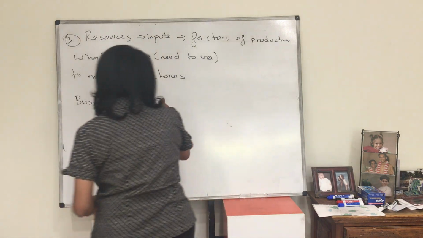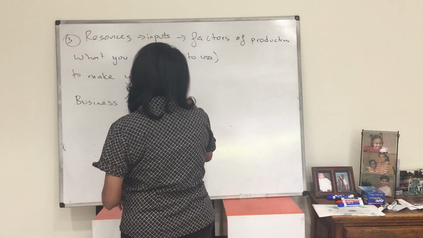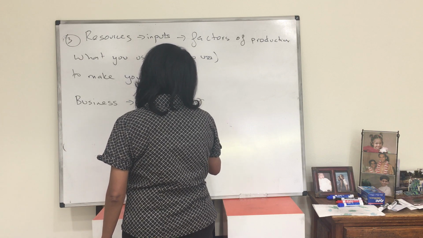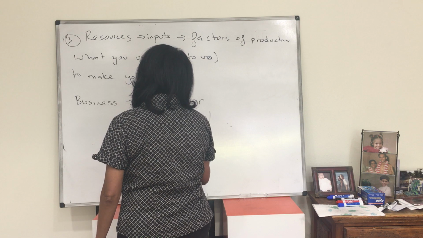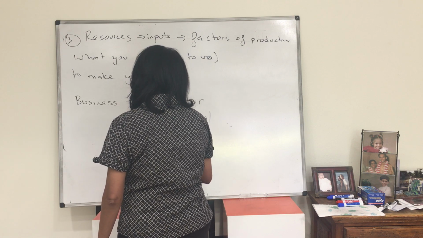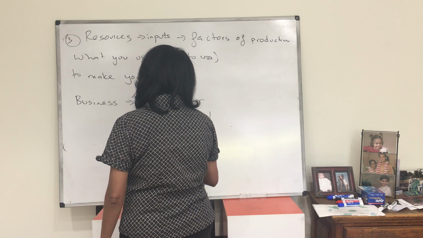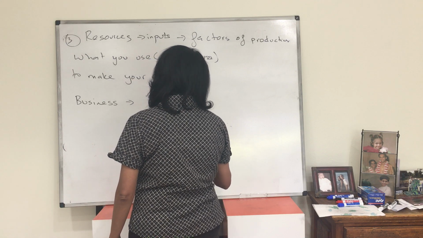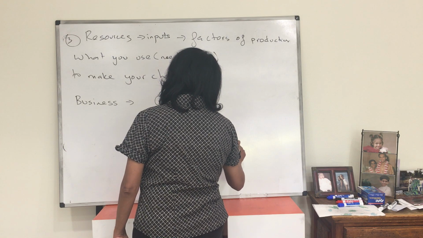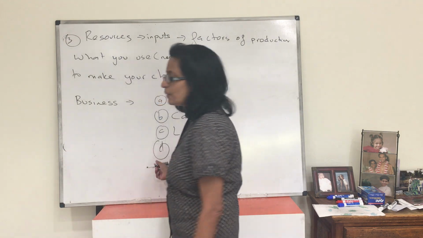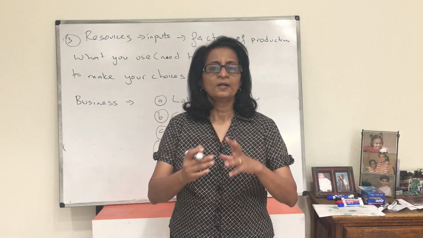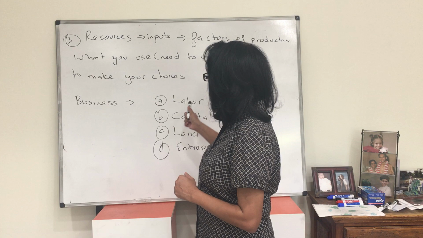So for businesses, they use labor, they use capital, they use something called land, right? And you can think of it as they use entrepreneurship. What is entrepreneurship? It's basically the person who has the idea and comes up with a business. So let me talk about labor.